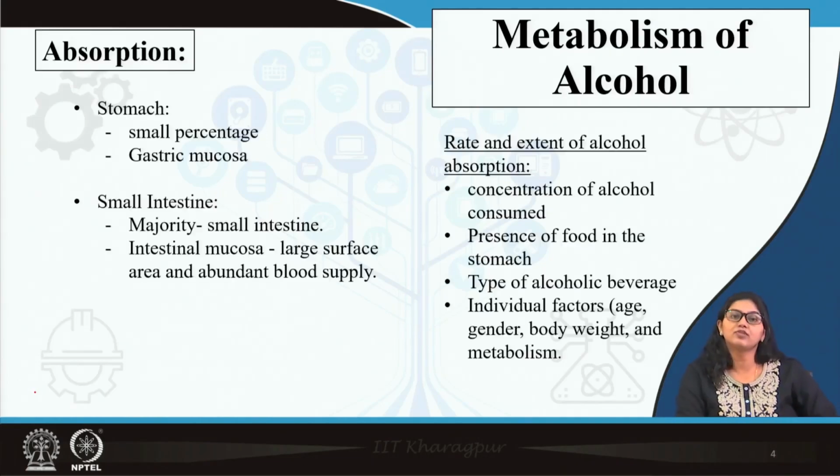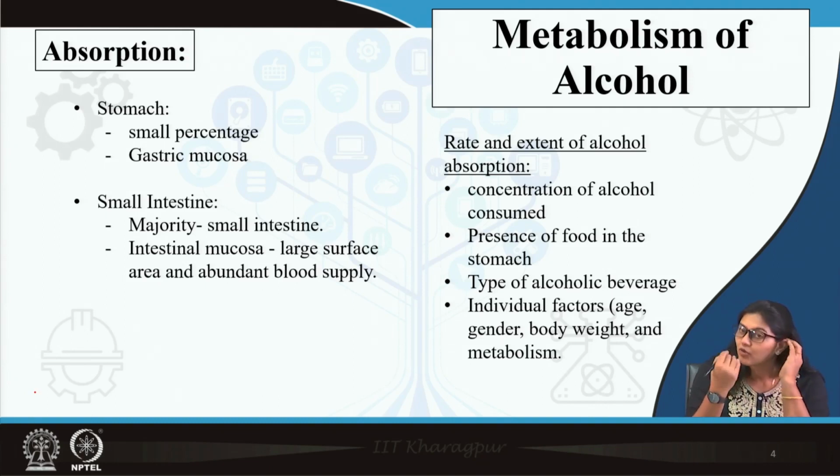Now, metabolism of alcohol starts just after ingestion. Remember, for the absorption, alcohol, mainly ethanol, is a small molecule, and it is water soluble as well as lipid soluble. So, very fast it is absorbed from the oral cavity to the stomach to the small intestine.